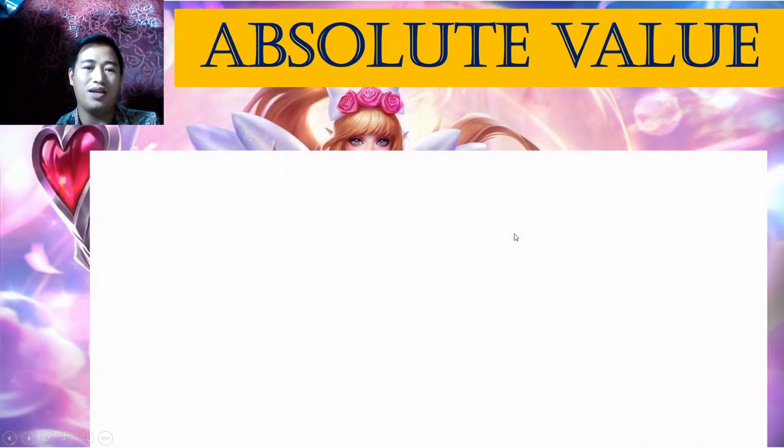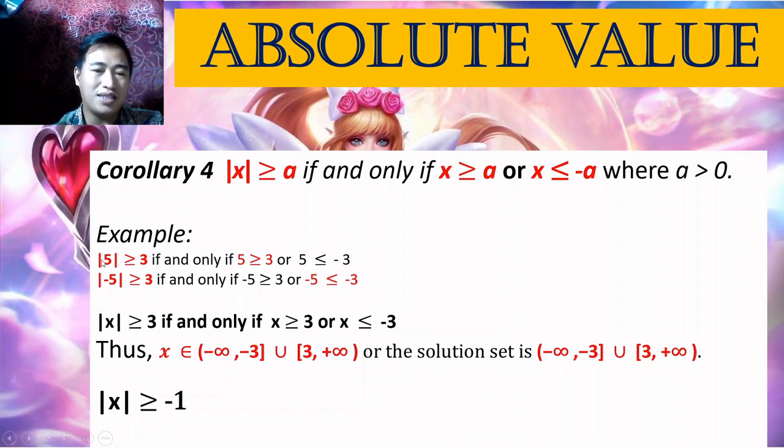Okay, so for Corollary 4, for example, the absolute value of x is greater than or equal to 3. The only difference is that it now includes the equal. So this is true if and only if x is greater than or equal to 3 or x is less than or equal to negative 3. Both are included because the equal is there, so we use brackets: from negative infinity to negative 3, and from 3 to positive infinity. Or the solution set is this one.